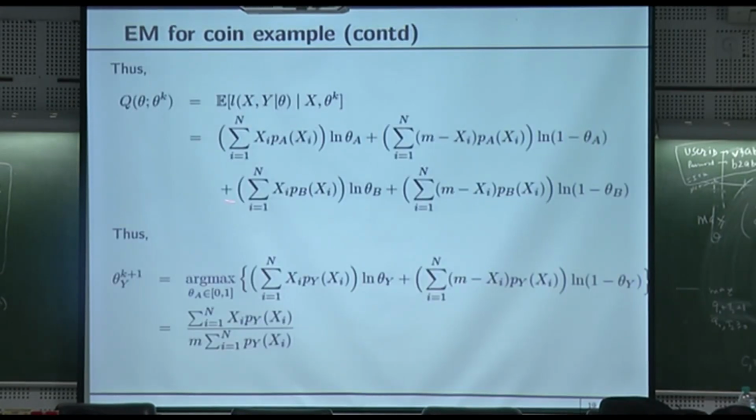So for the coin toss example, you have this theta A, theta B. So now I have a form, this is my C1, this is my C2. This is my q1, that is my q2, and theta y turns out to be the value of c1 divided by the summation of c1 and c2, which is exactly that. So it will be the summation of i going from 1 through n of xi p(y|xi) divided by m times the summation of the weights.